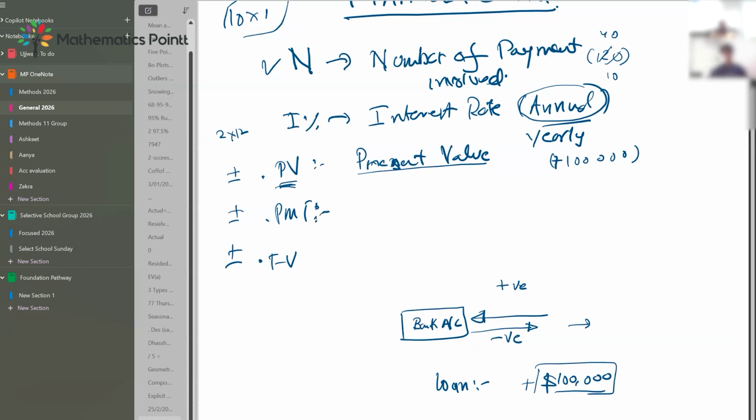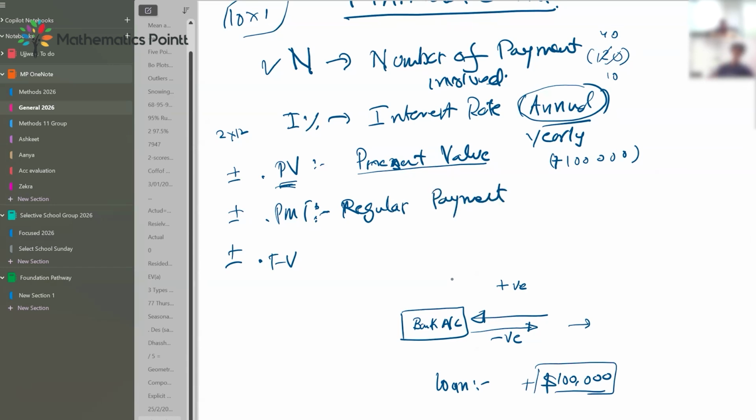PMT is called regular payment rather than monthly payment. Now, in a loan scenario, this could be the installment that I am paying. And in a compound interest question or an investment question, this could be any regular money that I am topping up my investment with, or any money that I am receiving from that investment. So PMT can take various scenarios. Loan, I'm paying. Investment, I might be paying, I might be getting.